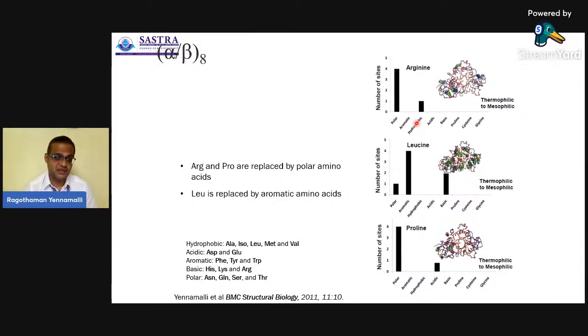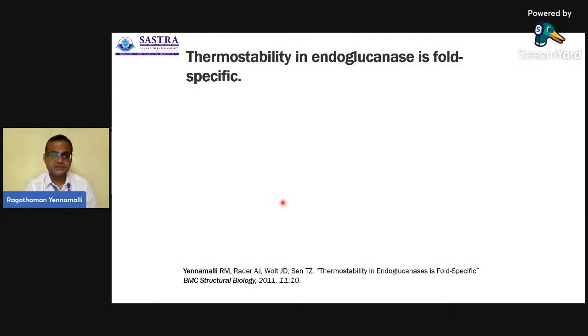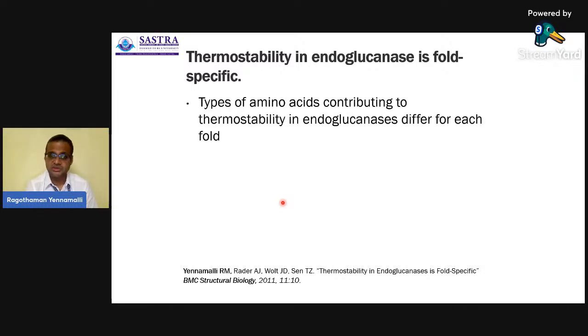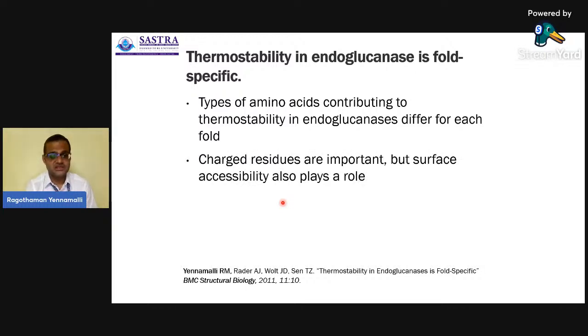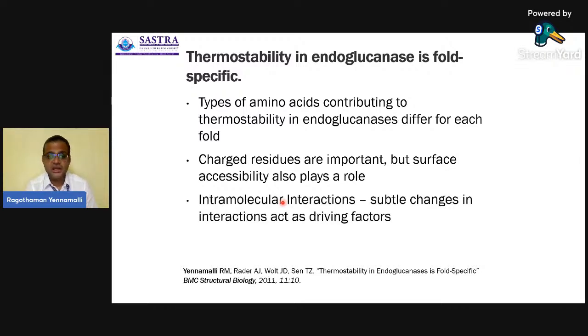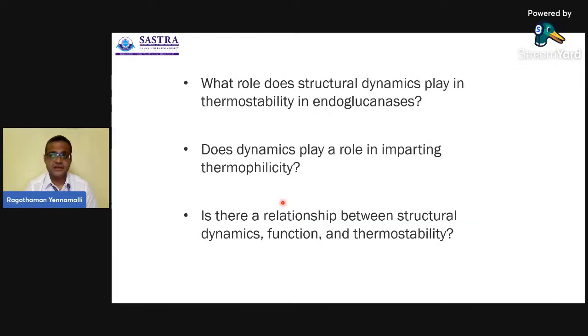Here I'm just showing the alpha/beta 8-fold, where arginine and proline are replaced by polar amino acids, and leucine is replaced mostly by aromatic amino acids. We had the same for the other two folds as well. So at the end, we came to the conclusion that thermostability in endoglucanases is fold specific, that the type of amino acids contributing to thermostability differs depending on the fold. There are charged residues that are important, but surface accessibility also plays a role. And there are some subtle interactions that have very minor changes, but they are kind of the driving forces. But keeping in mind that all the data that we used are static structures and sequences, we know proteins are not static, they are dynamic. So definitely there must be some role of dynamics in imparting thermophilicity.